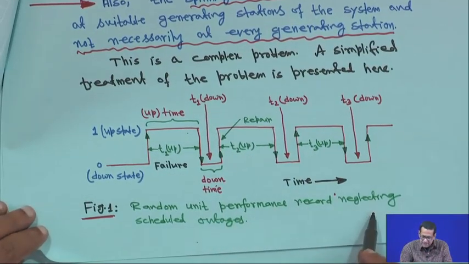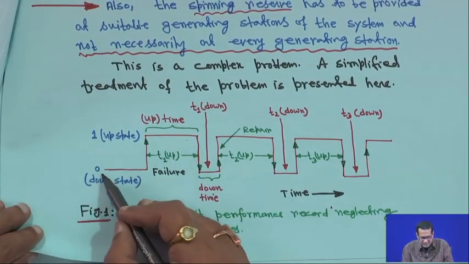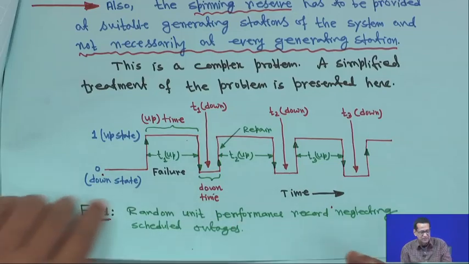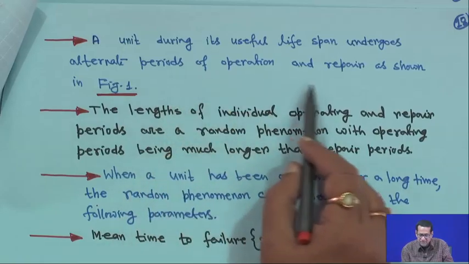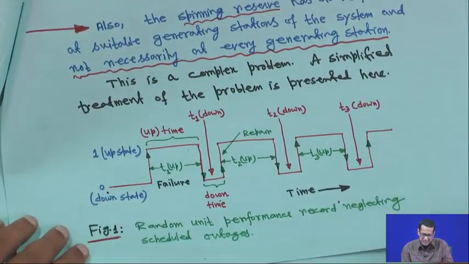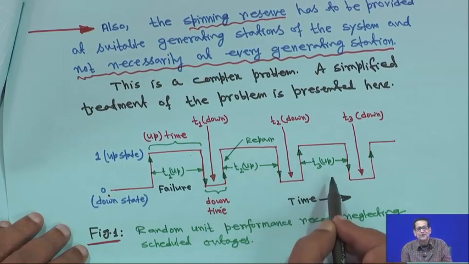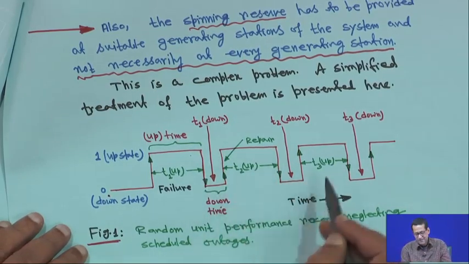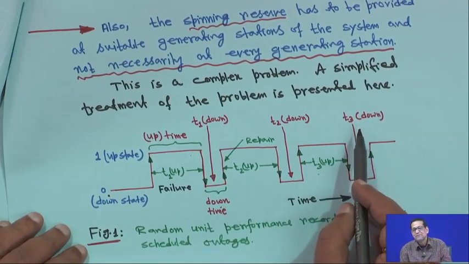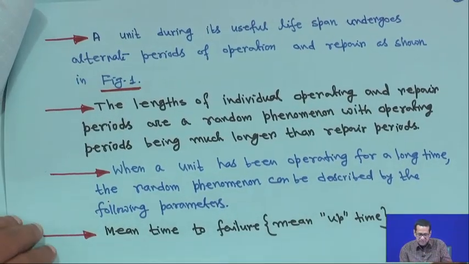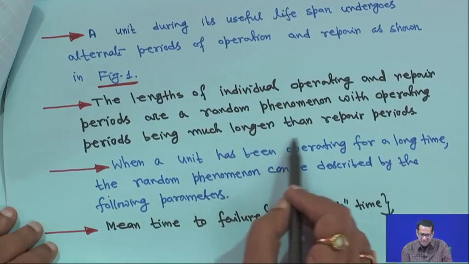So, this is a random unit performance record, neglecting scheduled outage. We have taken 1 for up state and 0 for down state. A unit during its useful lifespan undergoes alternate periods of operation and repair, as shown in figure 1. But these are not uniform. My diagram looks like it is uniform, but the times are different; that is why I write T1 up, T2 up, T3 up, T1 down, T2 down, T3 down. They may be different. So the lengths of individual operating and repair periods are random phenomena, with operating periods being much larger than the repair periods.